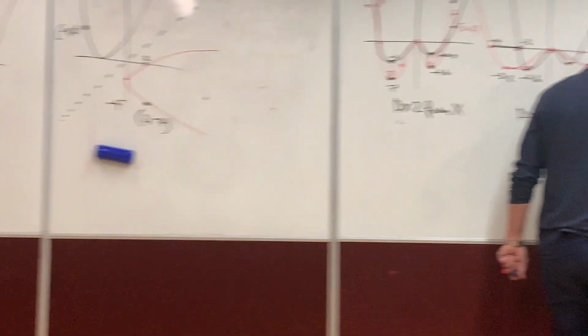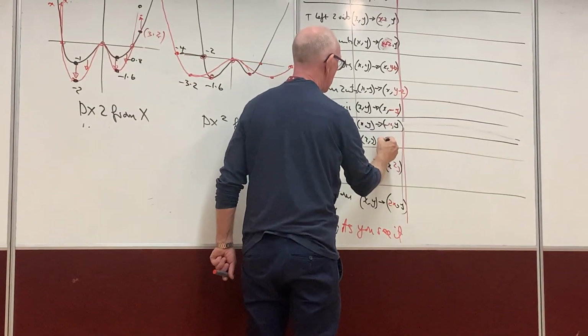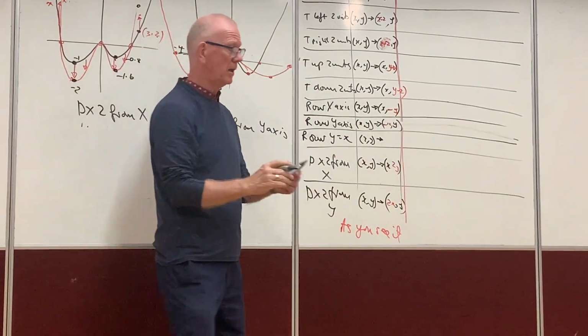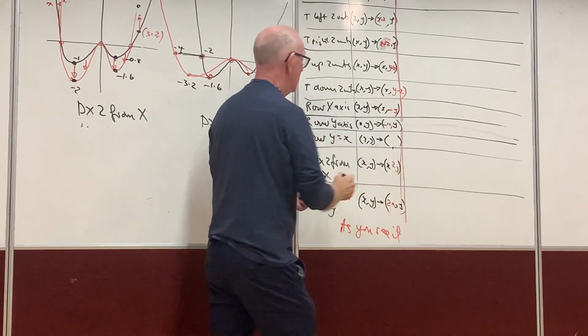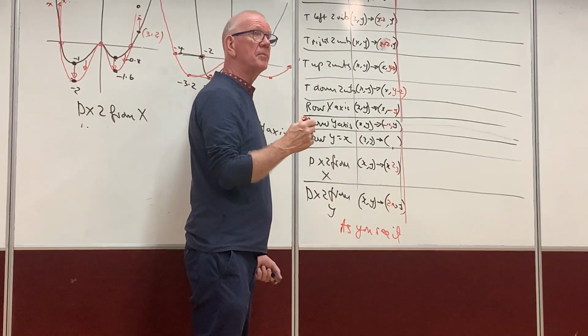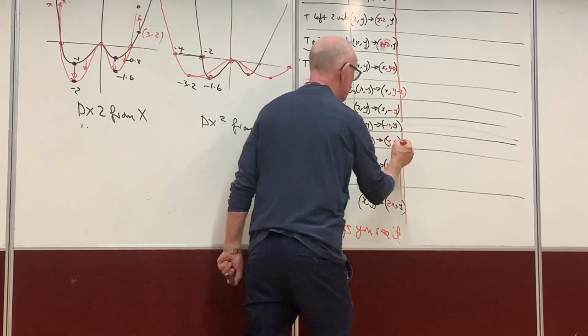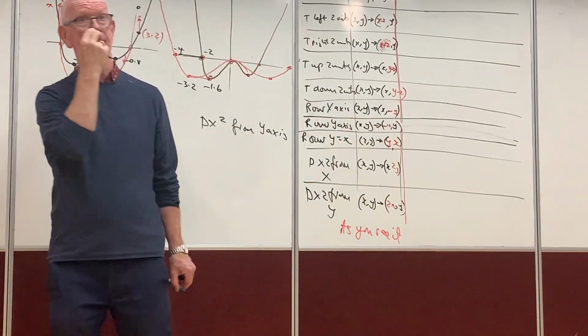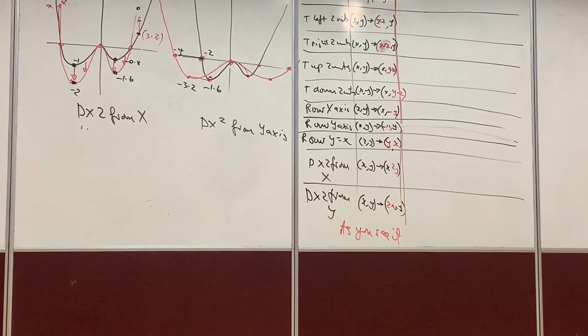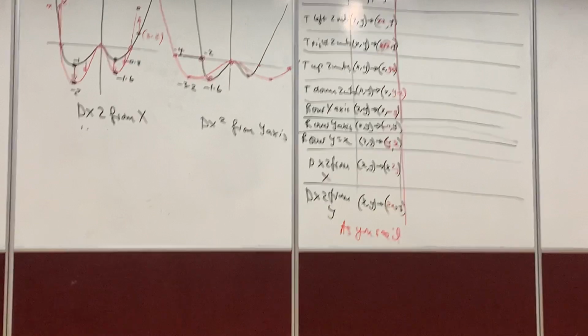So, what happens to the x, y when I reflect it over the line y equals x? x becomes y and y becomes x. Is that okay? Are you good? You comfortable? Yep.